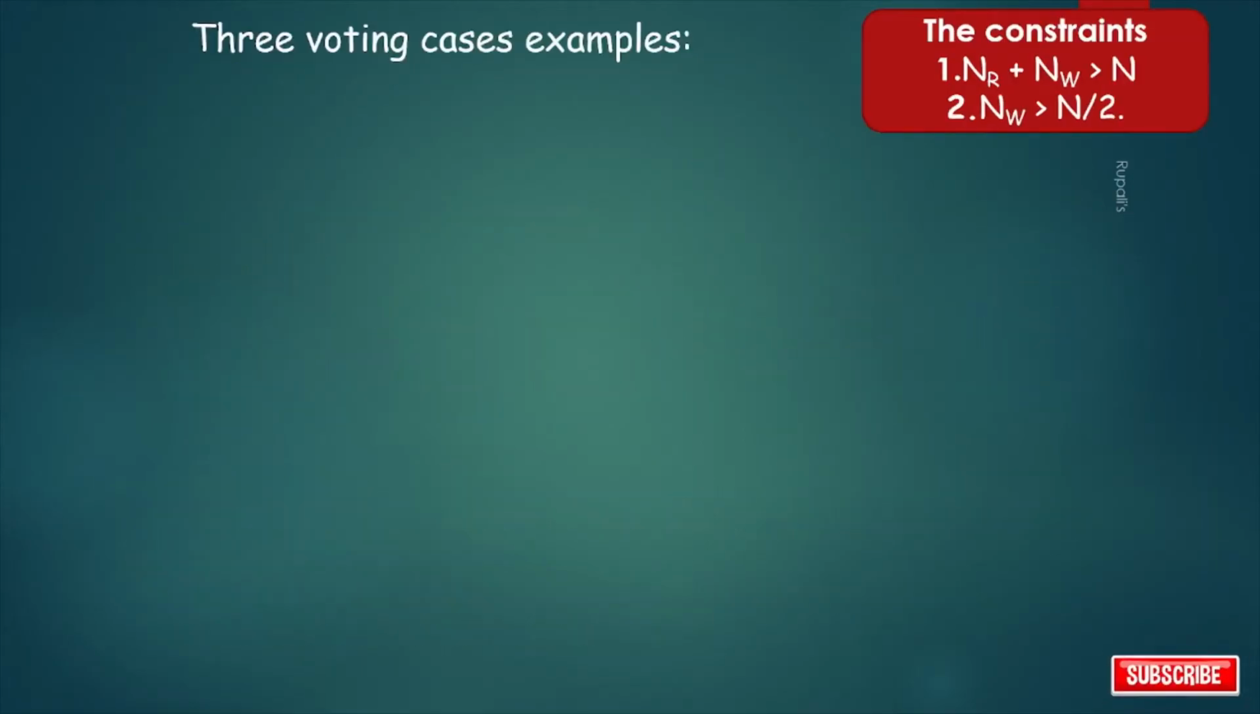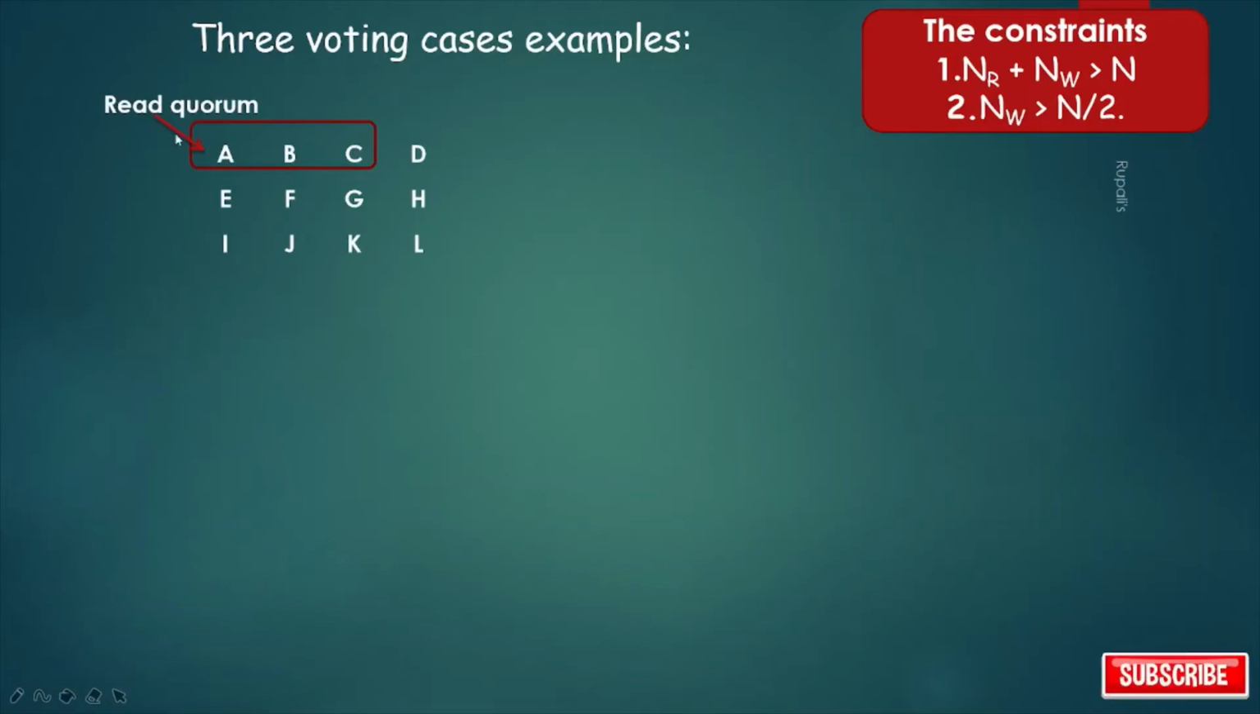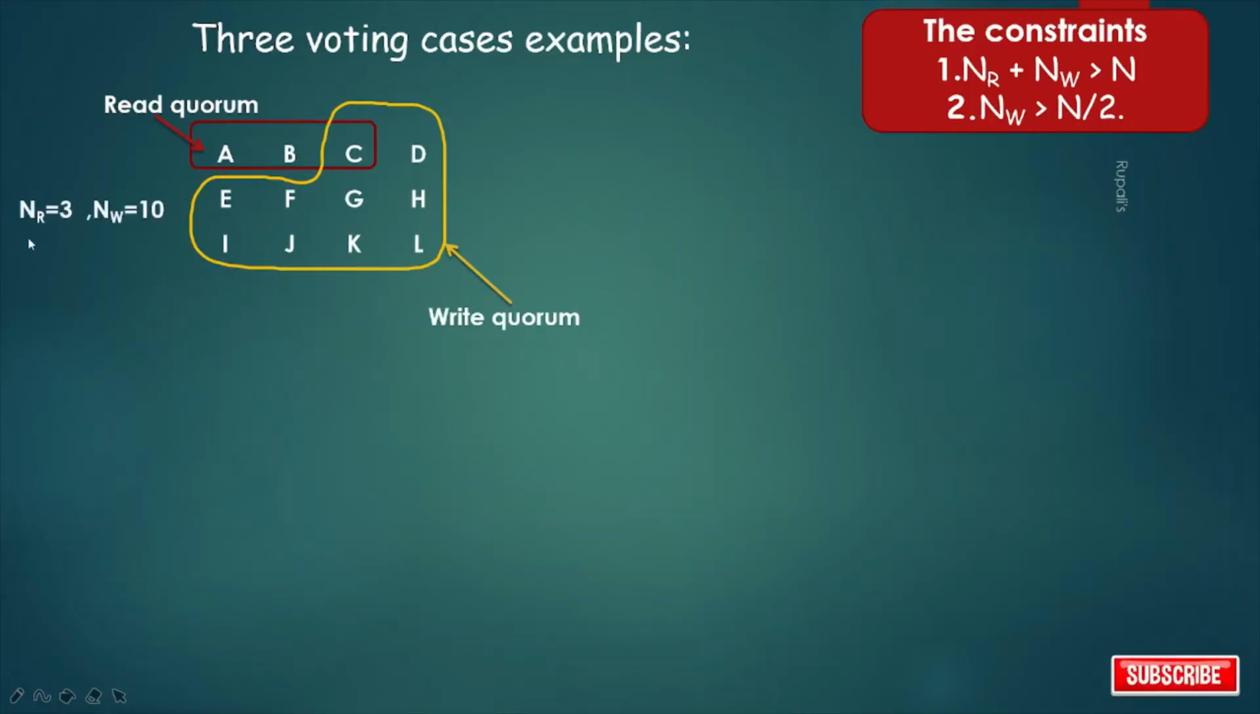I am taking 3 different voting cases for making the concept clear. First one: there are 12 servers. Read quorum is this. How many read quorums are there? It is 3. So nr is 3. This is the write quorum. How many write quorums are there? 10. So nr is 3 and nw is 10. Now see the constraints. nr plus nw greater than n. n is 12, nr is 3 and nw is 10. So 10 plus 3, that is 13, greater than 12.